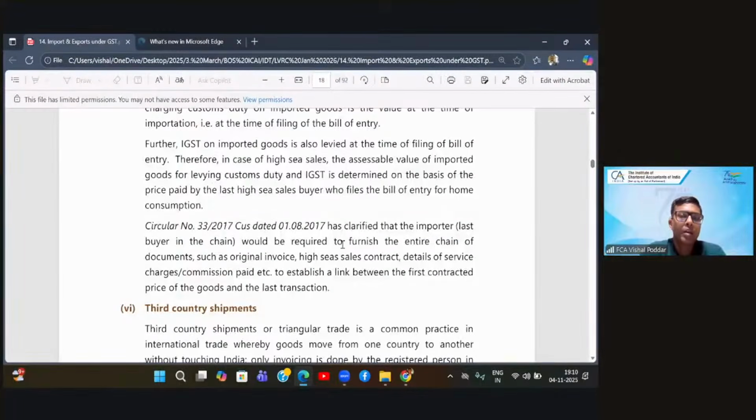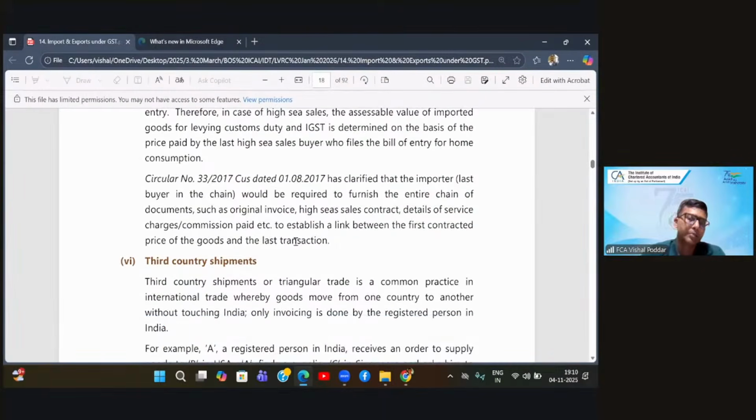last buyer in the chain, would be required to furnish the entire chain of documents. So right from the first document of original invoice, high sea sale contract, details of service charges, commission, etc., to establish a link between the first price and the last price.